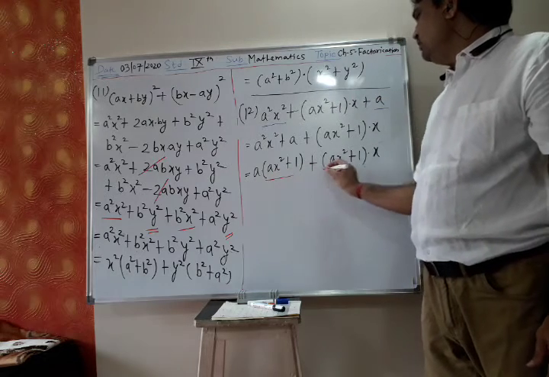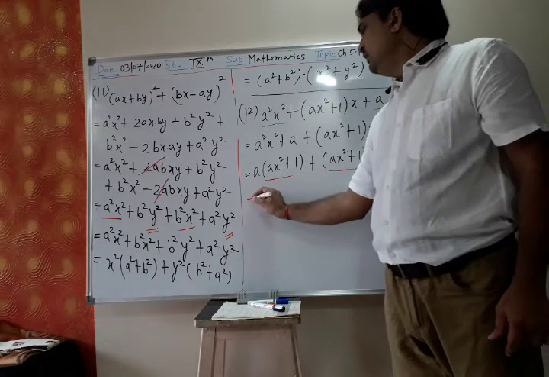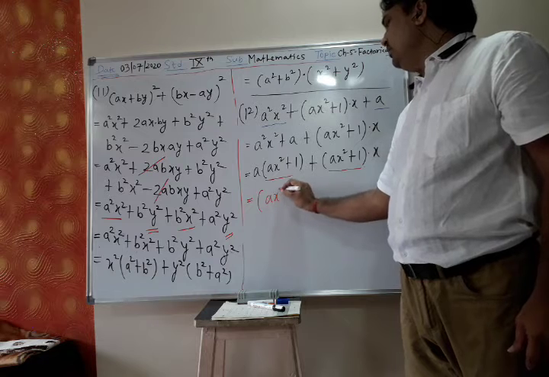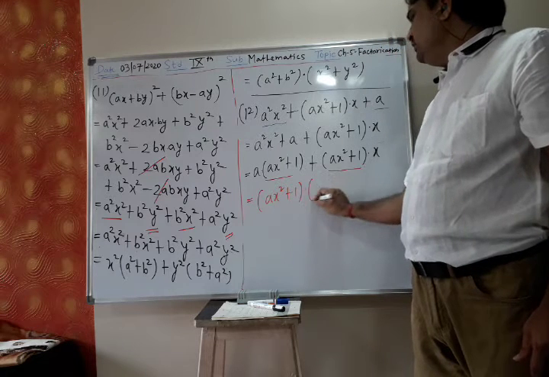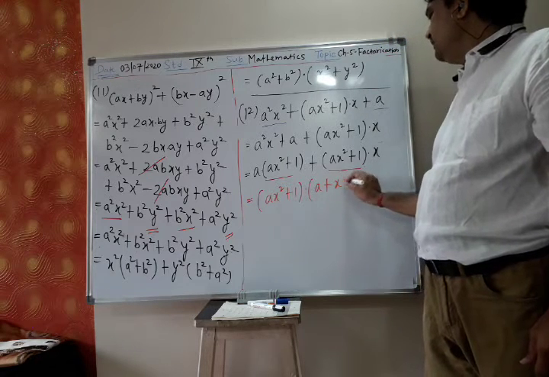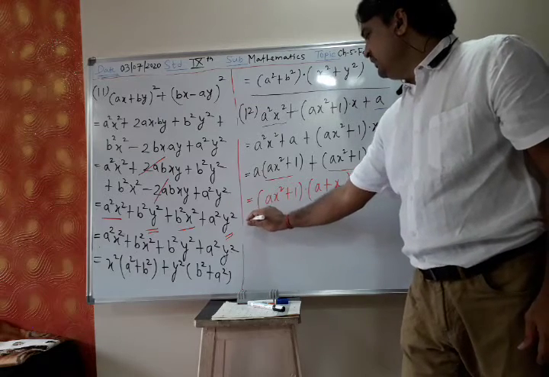Now ax square plus 1 is common in both. So ax square plus 1 is common. Then what is left? A plus x. Yes, a plus x is left. And this is the answer.